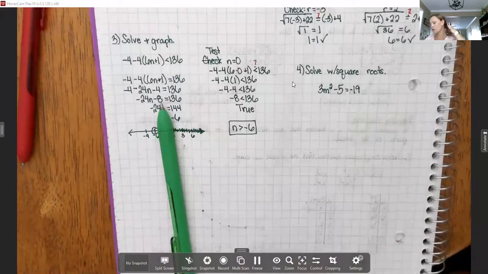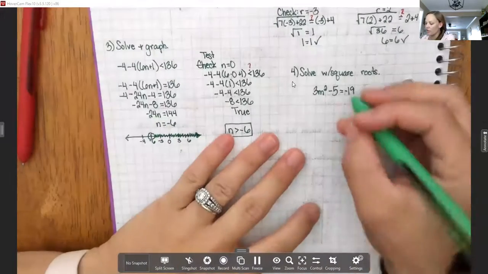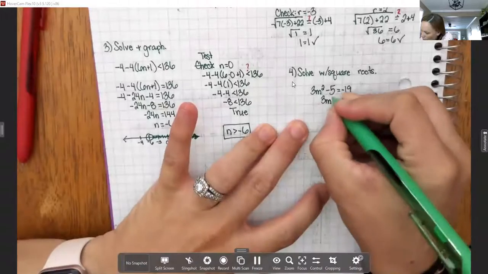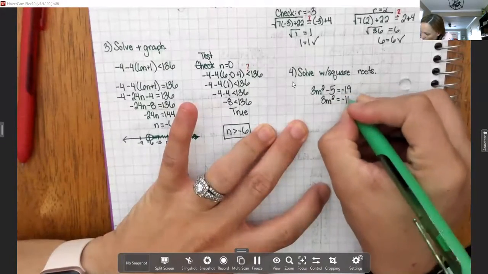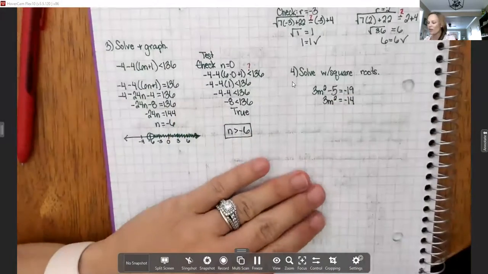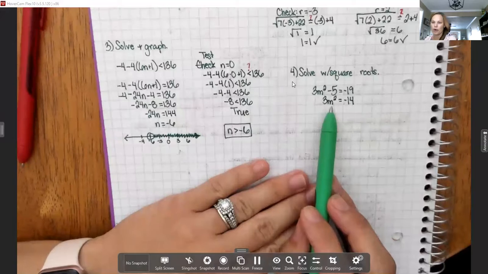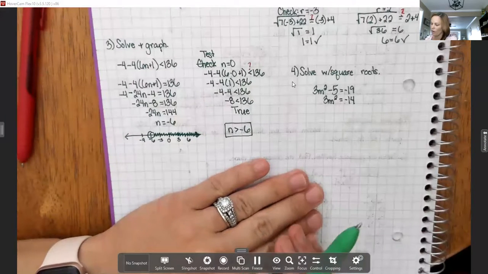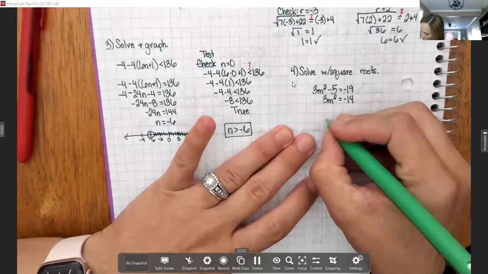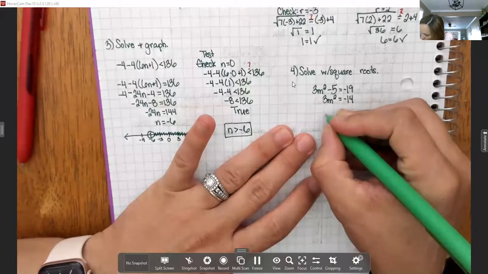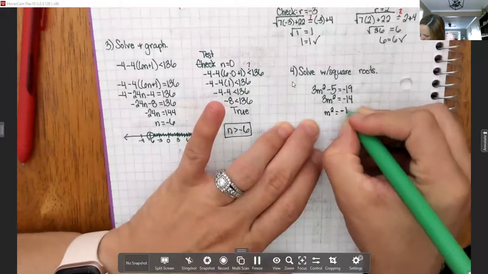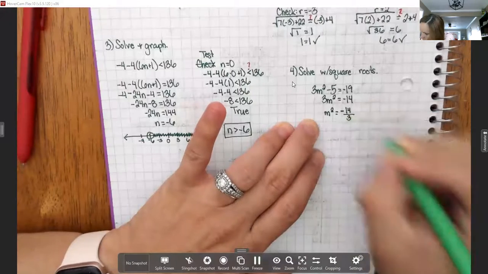So the first thing we would do is just add 5 to both sides. 3m squared equals negative 14. We have to get our m squared or x squared, whatever, alone before we can take a square root. So we divide both sides by 3. We get m squared equals negative 14 over 3.